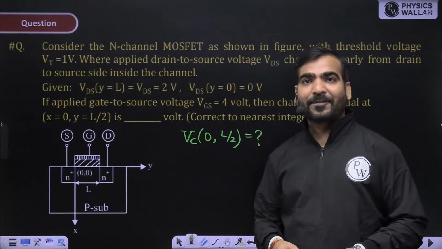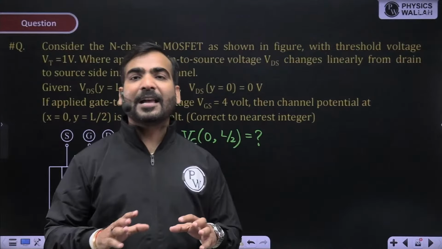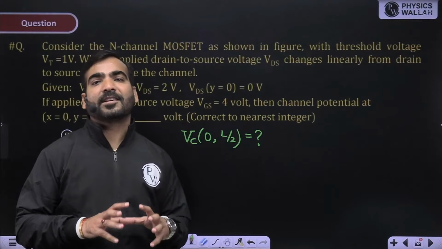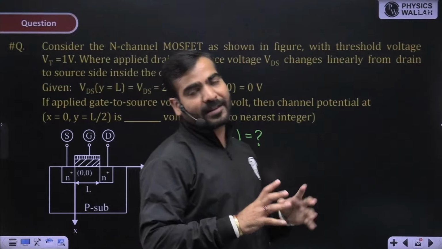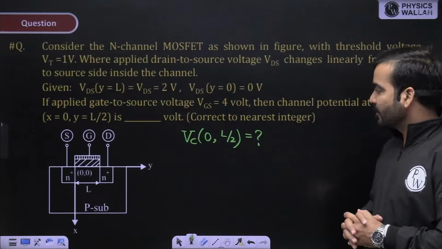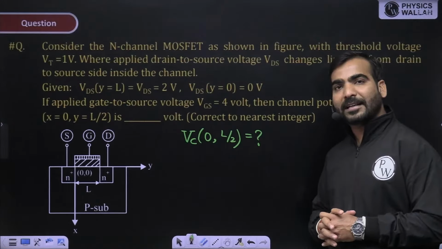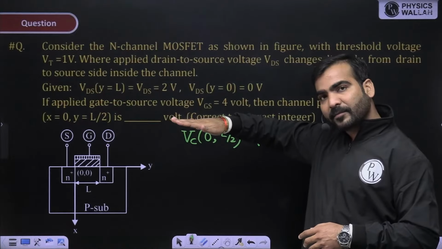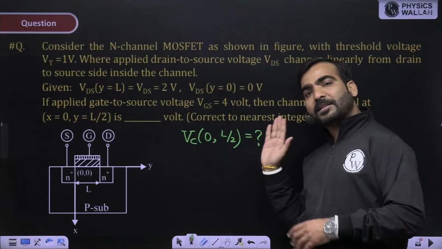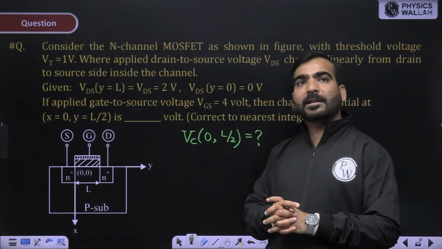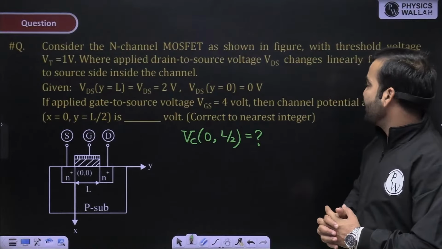Let's try. If you want to try, everyone. Meaning is that out of 20 questions, definitely I will be giving some 3, 4, 5 questions new to you. So you should learn some new thing every time, and it should be very straightforward, definitely. VC you have to find out at x equals to 0, y equals to L by 2 inside the channel. So at surface, x equals to 0 means just at the surface, and y equals to L by 2 means at the center of the channel. What will be the potential? Channel potential you have to find out.